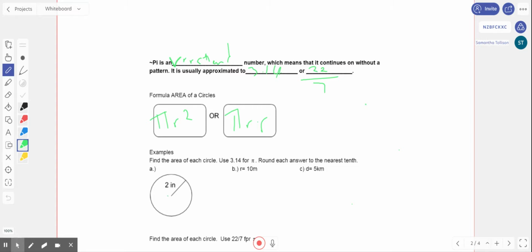So here I'm given my radius. Again, radius is from midpoint out. I always want to rewrite my formula. Area equals pi r squared. So my area equals 3.14 times my radius squared, which is going to be 2 squared, which makes my area 12.56 inches squared, understanding that that is going to be inches squared here. Anytime you're dealing with area, remember it is always in squared units.